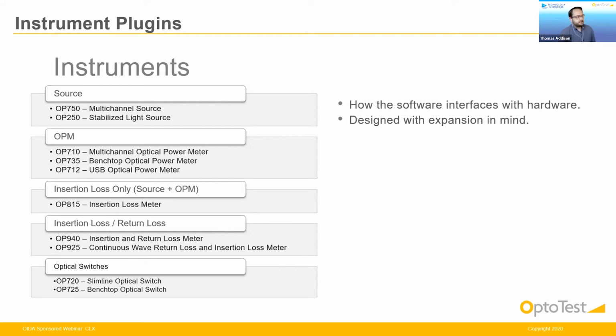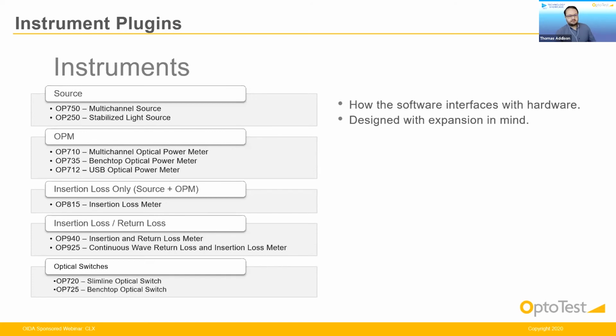The same goes for our optical power meters. Our OP710 or OP735, things of this nature, aren't referred to as an OP735, a 4-channel power meter, but rather as an optical power meter. I can assign this to take a power meter measurement. The same goes for an insertion loss setup. Our OP815 is a source and an optical power meter. So the software sees an OP815 and realizes, okay, this is a source.